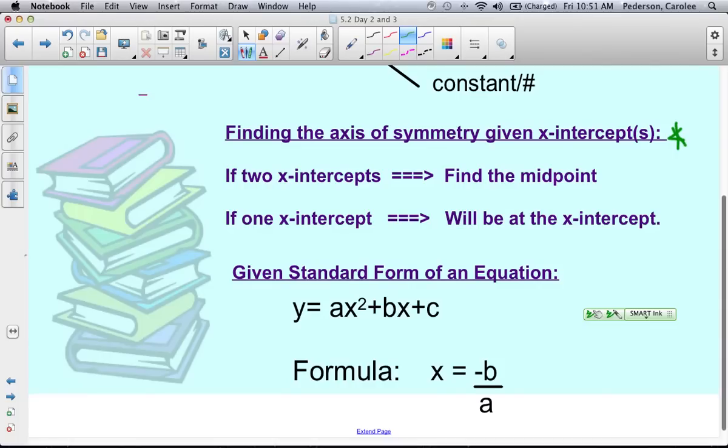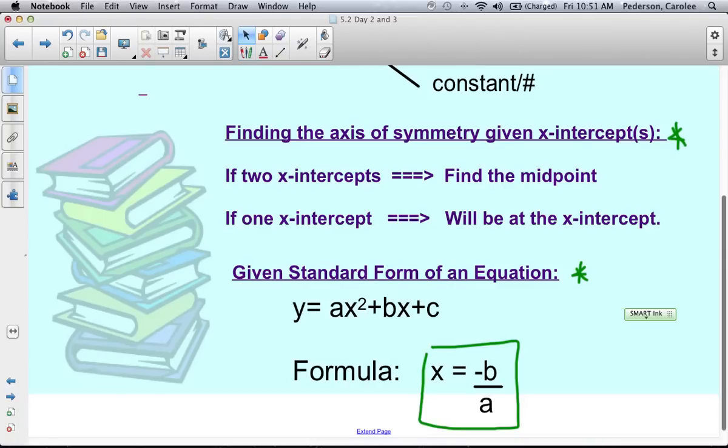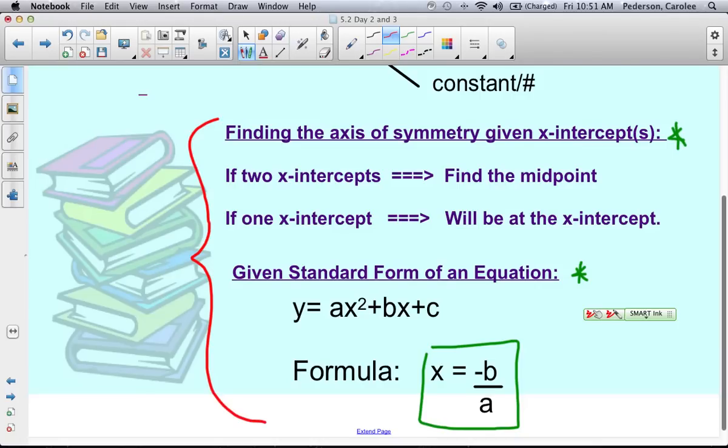The other way to find the axis of symmetry is if you're given an equation in standard form. So standard form is y equals ax squared plus bx plus c. The formula that we're going to refer to a lot in this section is this formula, x equals negative b over a. So I'll give you a little bit of time to write this up. So again, this is what I want you to write down from this slide in your notes.